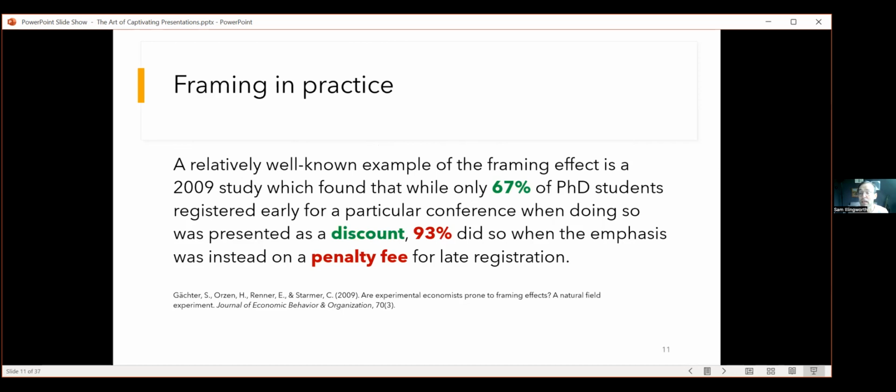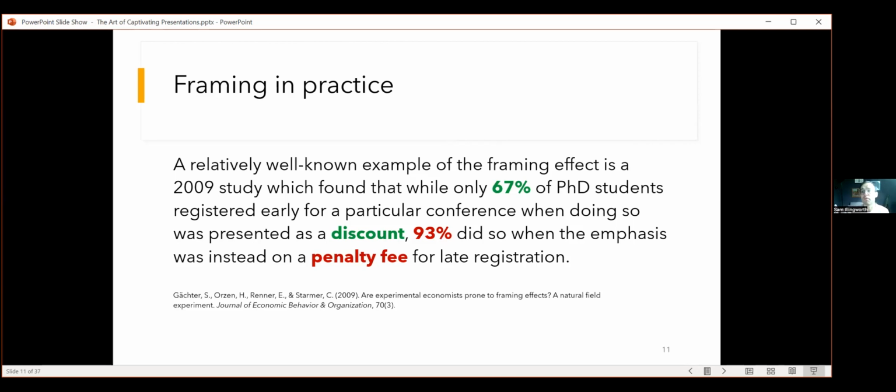To give you an example of this in practice, there was a really well-known study in 2009 where the researchers had a conference, and they advertised this conference to a number of PhD students. To some PhD students, they said, okay, if you register before this date, let's say the 1st of May, you will get a discount, an early bird discount for registering early. And they found that about 67% of the students who got that message decided to register early because they were being rewarded with a discount.